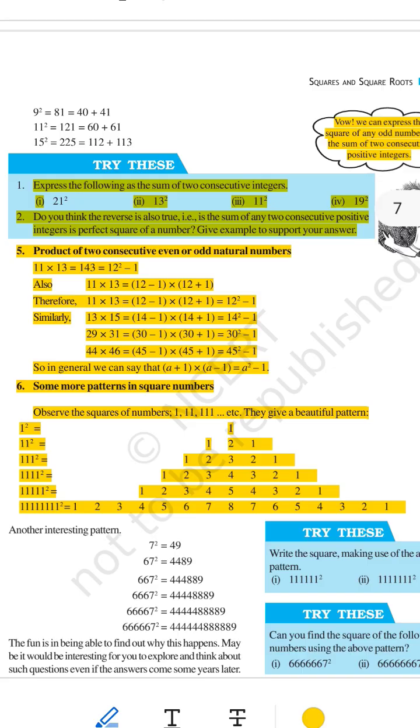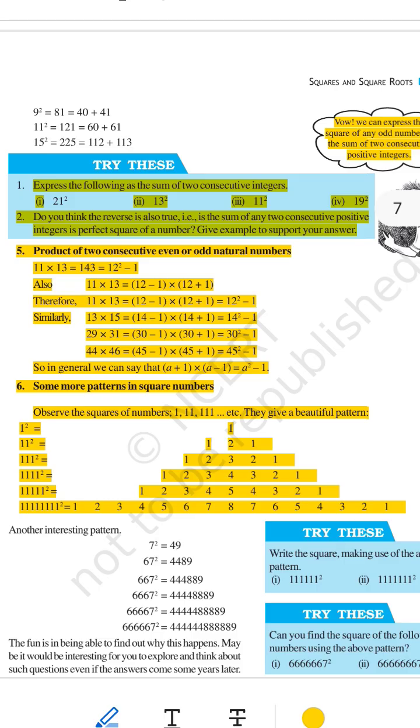111 times 111 equals 12321. It's going up 1, 2, 3, then down 2, 1. 1111 times 1111 equals 1234321. It's going 1, 2, 3, 4, then 3, 2, 1. 11111 times 11111 equals 123454321. Goes 1, 2, 3, 4, 5, then 4, 3, 2, 1.